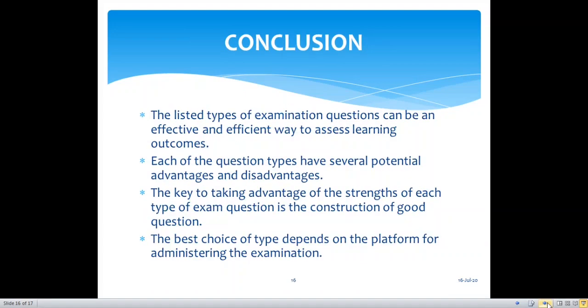Conclusion: the listed types of examination questions can be an effective and efficient way to assess learning outcomes. Each of the question types has several potential advantages and disadvantages. The key to taking advantage of the strengths of each type of exam question is the construction of good questions. The best choice of type depends on the platform for administering the examination.